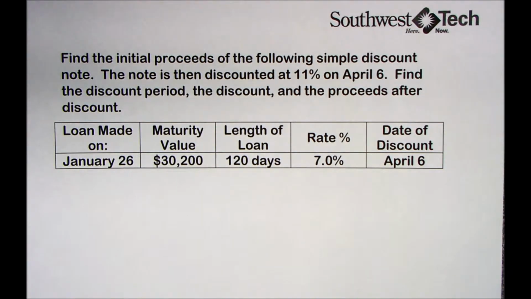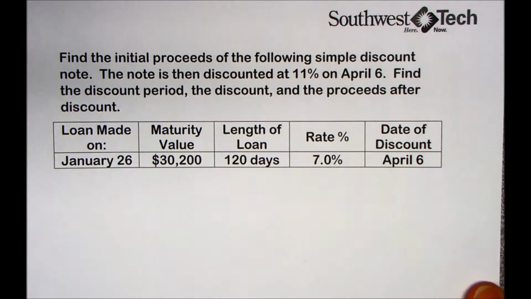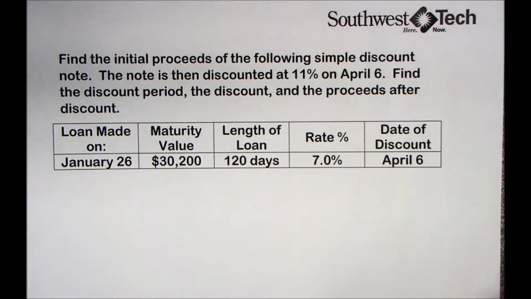In this problem, we're going to take a look at a note that originated as a discount, and then before it matures, the holder of the note has to sell it, and it is then discounted. So in this problem, find the initial proceeds of the following simple discount note. The note is then discounted at 11% on April 6th. Find the discount period, the discount, and the proceeds after the discount.